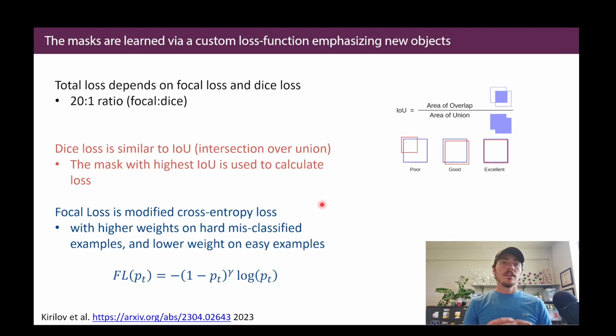So what's the difference? Dice loss, that is just similar to your IOU. That stands for intersection over union, right? So you've got IOUs calculated as your area of overlap versus your area of union for different things, right? And obviously you want to maximize that, right?